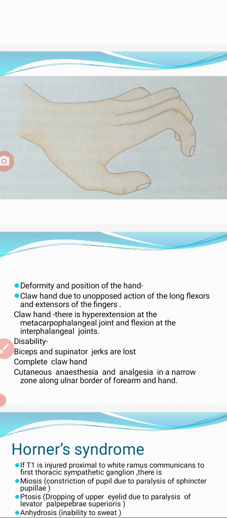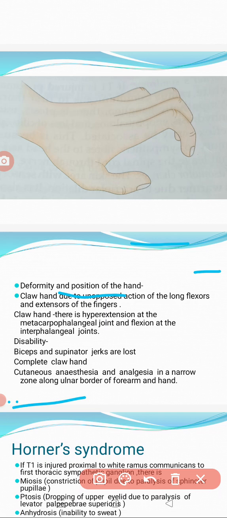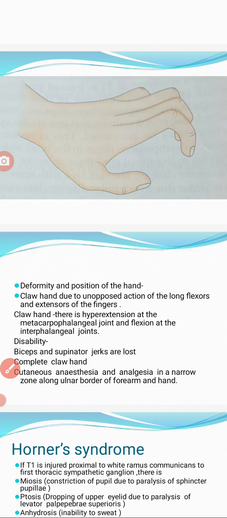What is claw hand? There is hyperextension at the MP joint, the metacarpophalangeal joint, and flexion at the interphalangeal joint. That is called a claw hand. The claw hand is due to unopposed action of the long flexors and extensors of the fingers.